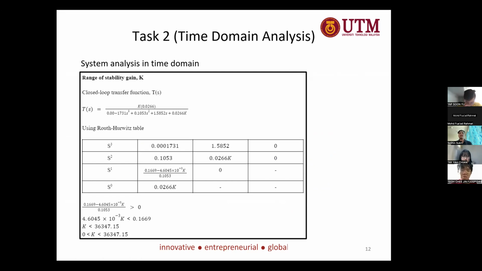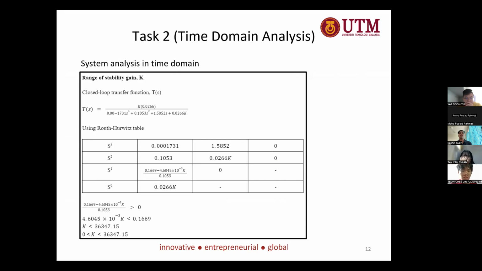So in task 2, we are separating into time domain analysis and frequency domain analysis. First, let's talk about time domain analysis. In time domain analysis, we are mainly dealing with root locus. In root locus, we have to find several pieces of information such as the maximum K, JW crossing, and BAP or BIP point.